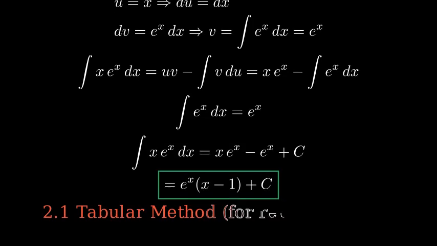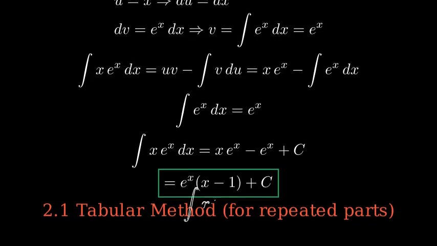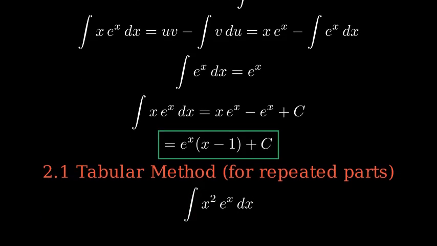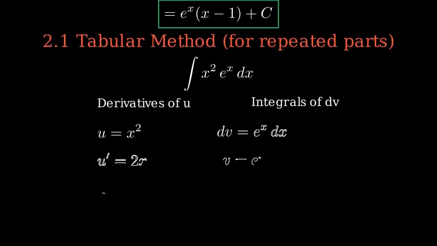For more complex integration by parts problems that require repeated application of the technique, we can use the tabular method. Let's see this with an example, the integral of x squared times e to the x dx. We set up a table with derivatives of u in the left column and integrals of dv in the right column. For u, we start with x squared, then take successive derivatives until we reach 0. For dv, we start with e to the x dx, then take successive antiderivatives.